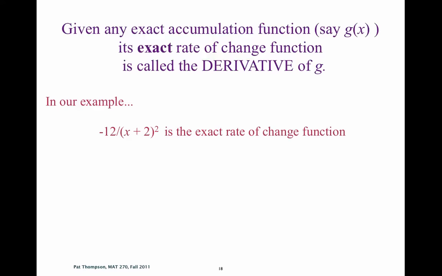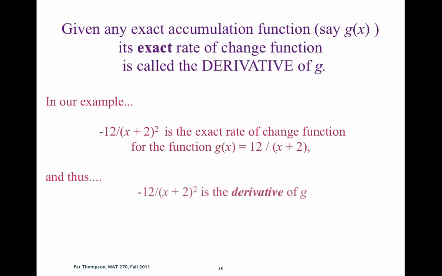So we did an example last week, if you remember, and this was the exact rate of change function for that. We kind of investigated, we zoomed in on points, and we tested it out, but whether you remember that or not, negative 12 over (x plus 2) squared is the derivative of g. We derive it from g, and it's the rate of change function for g.